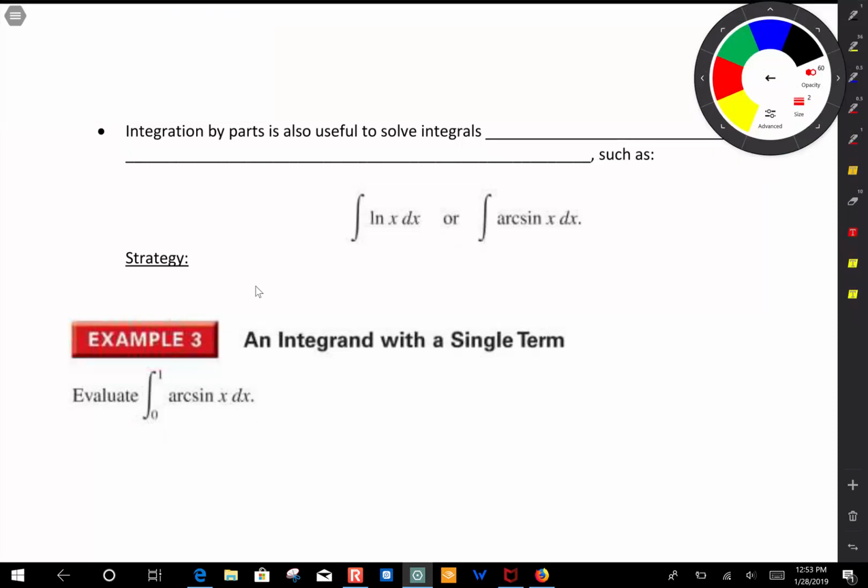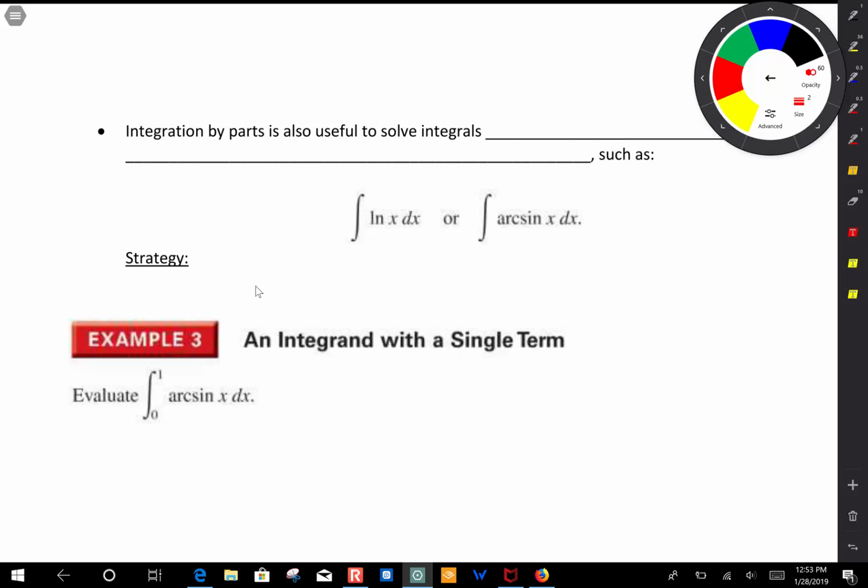All right, so this is example 3. In this example, we're going to show that integration by parts is also useful to solve integrands that consist of single terms. Because right now, what are we trying to learn? Why are we using integration by parts? Well, the reason we're learning integration by parts is to take the integral of an integrand that has two parts, or two terms multiplied to each other. But you can still use this to take the integral of single terms, okay?